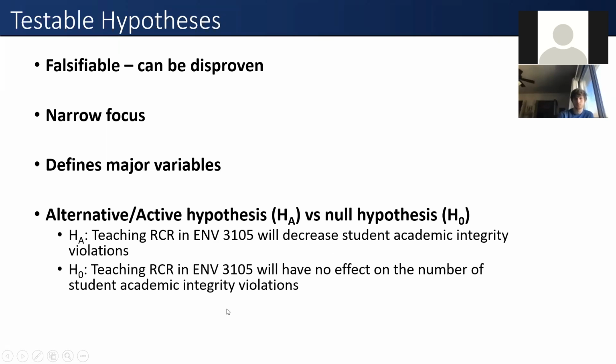The null hypothesis, we write instead, some action will have no effect. So here, teaching RCR in GES 3105 will have no effect on the number of student academic integrity violations. So here, this is my null hypothesis. I'm saying my intervention is going to have no effect. And in reality, it's these null hypotheses that we test with statistics, like the ones we're going to go over today.